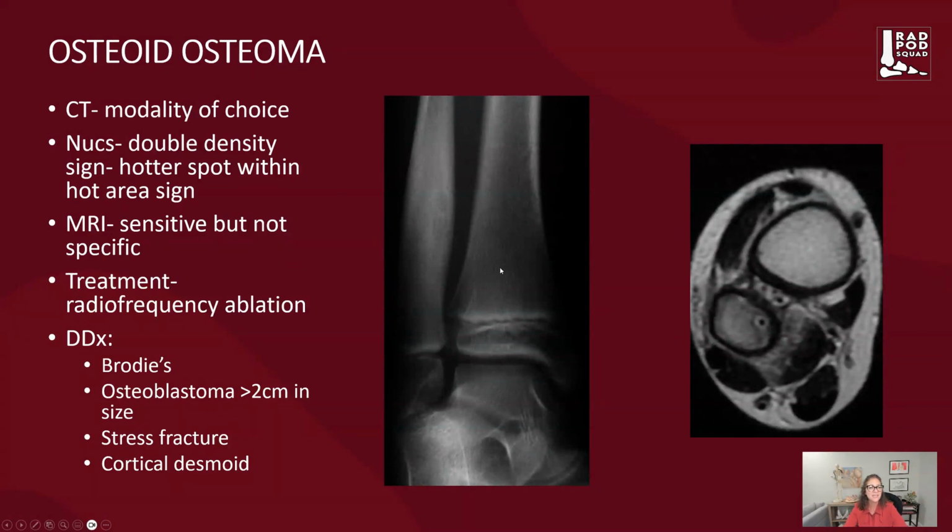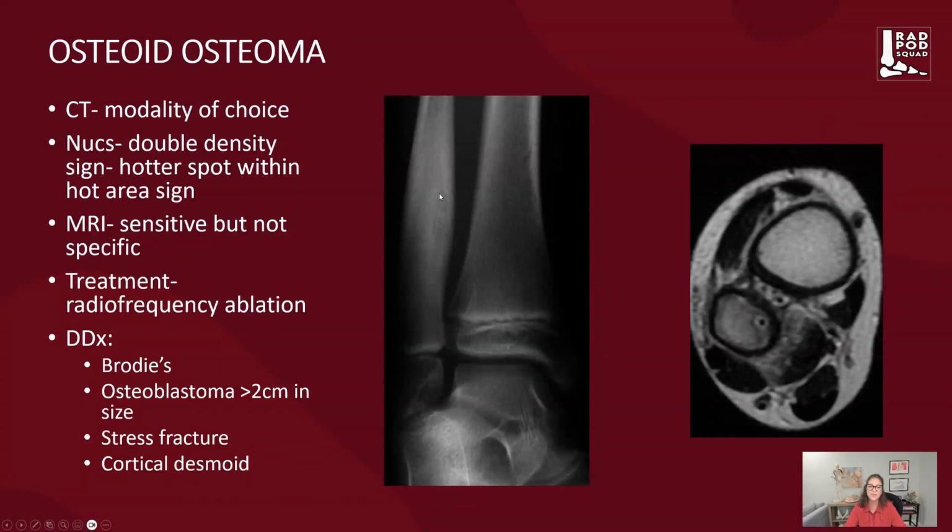The MRI can be sensitive but not specific to these lesions. They can be hard to see given that they can be very small. And the treatment is radiofrequency ablation. We're going to put a radiofrequency probe right into the lesion and ablate this. The differential diagnosis of seeing something like this can appear. For example, in this case, we have an osteoid osteoma.